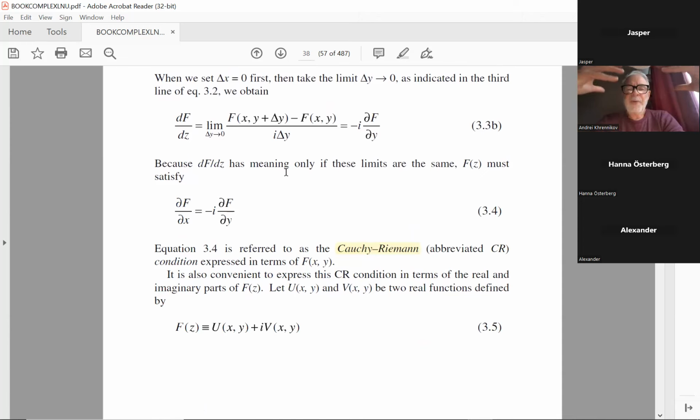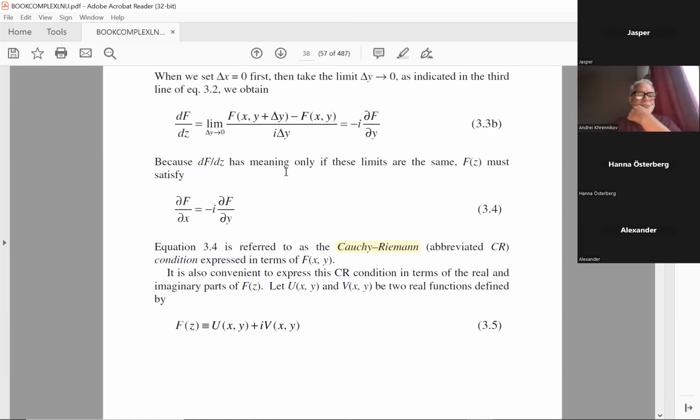One of the main parts of the development of complex analysis was to prove the inverse: that if we have this Cauchy Riemann condition, then we will come to complex analysis. But for the moment, we just go.